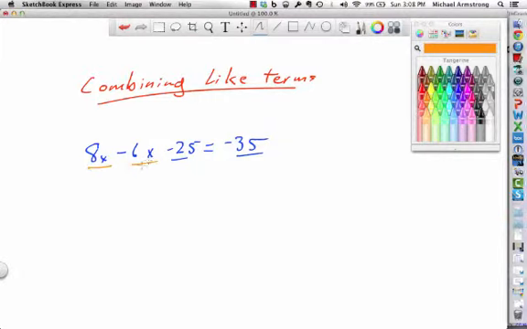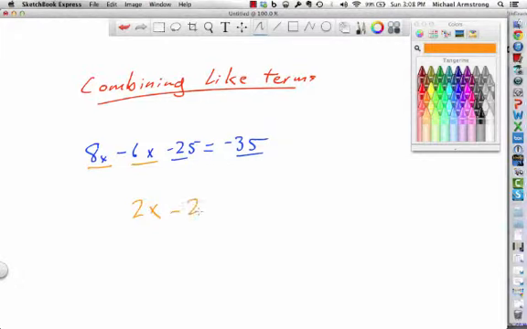This is a like term, and this is a like term. I can put my 2 x's together, and I can put my 2 regular numbers together, my integers here. And I'll just do that. 8x take away 6x is 2x. Those combine because they're like, and they become one term.